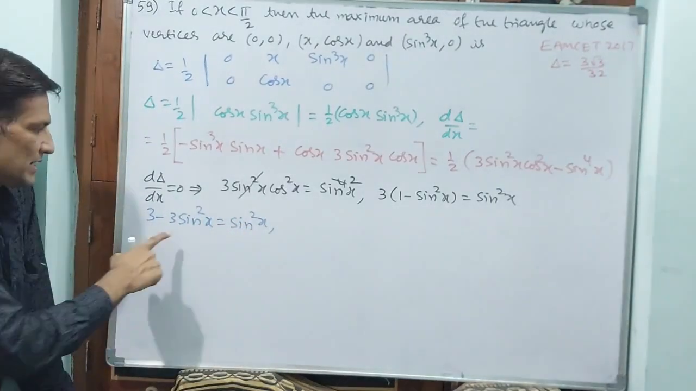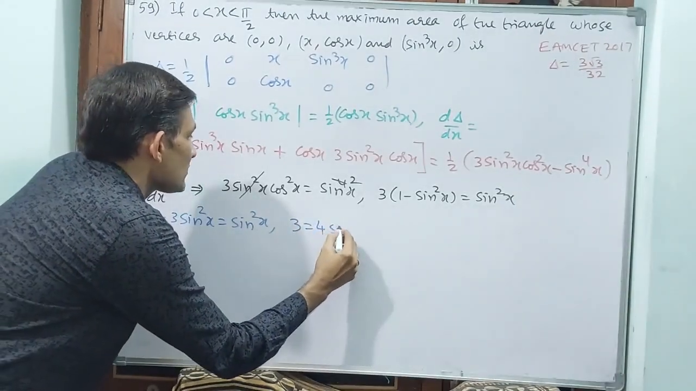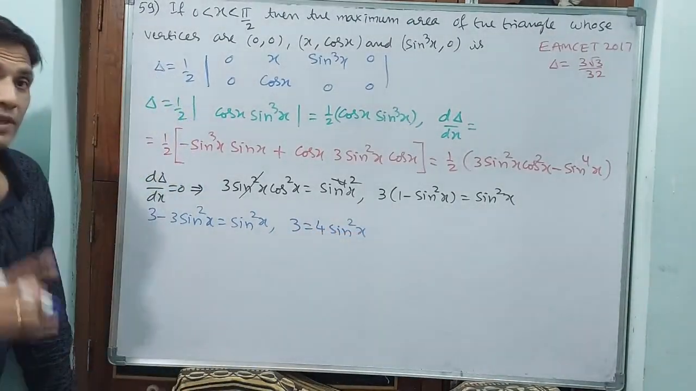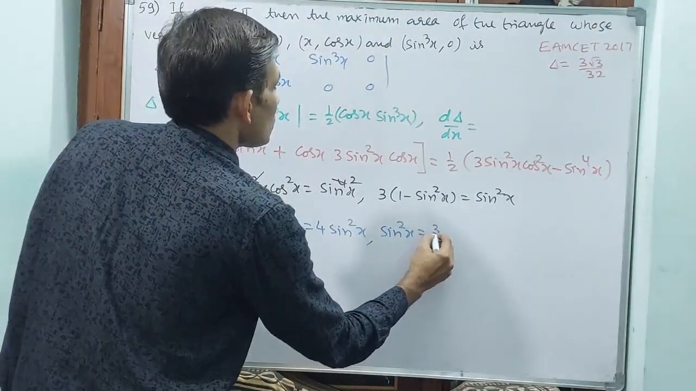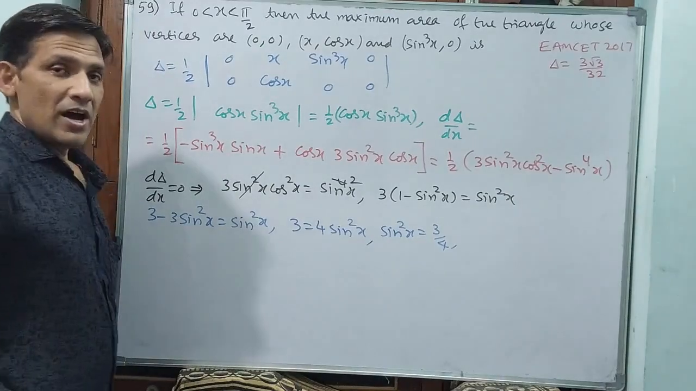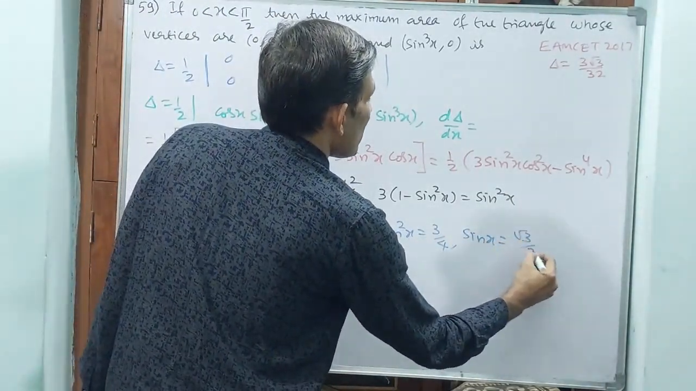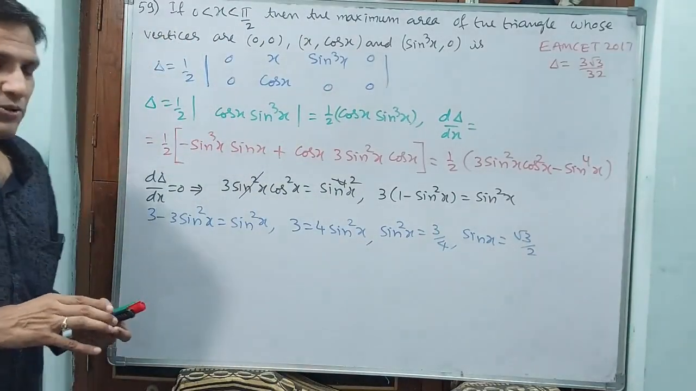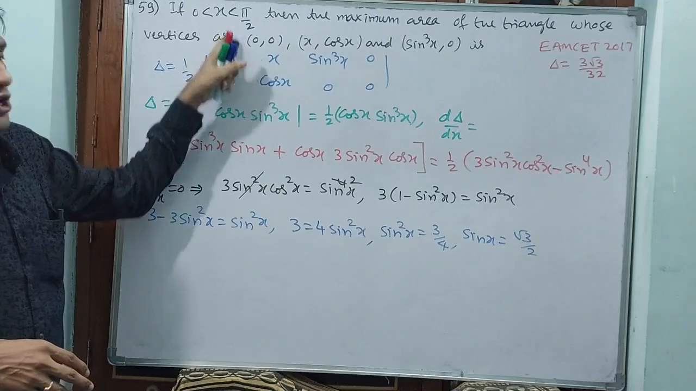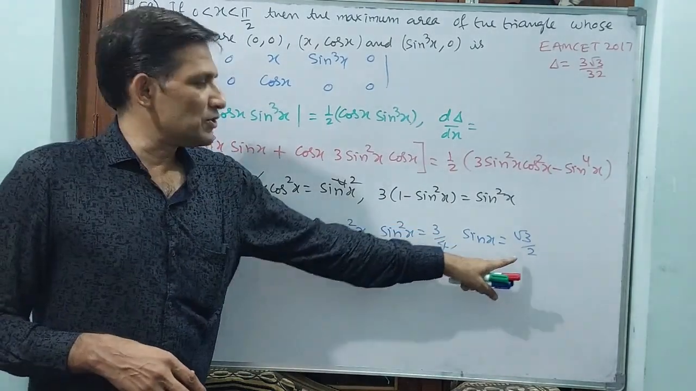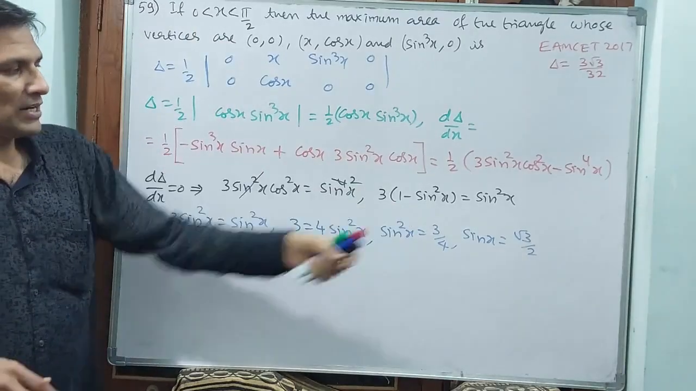Next you send that side. That means 3 is equal to 4 sin square x, or else sin square x is equal to 3 by 4, or else sin x is equal to root 3 by 2. See, plus or minus we need not do. Why? Because this will be between 0 and pi by 2, and between 0 and pi by 2 sine will be positive. Why I have written that, you understand? That is why I have taken that one.